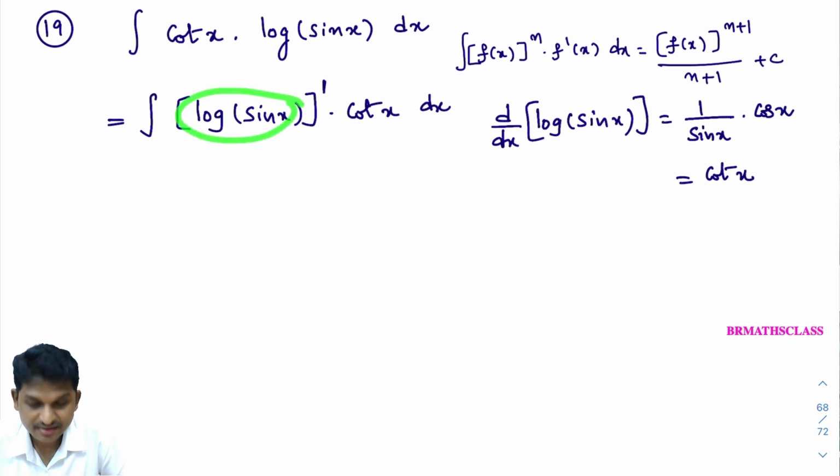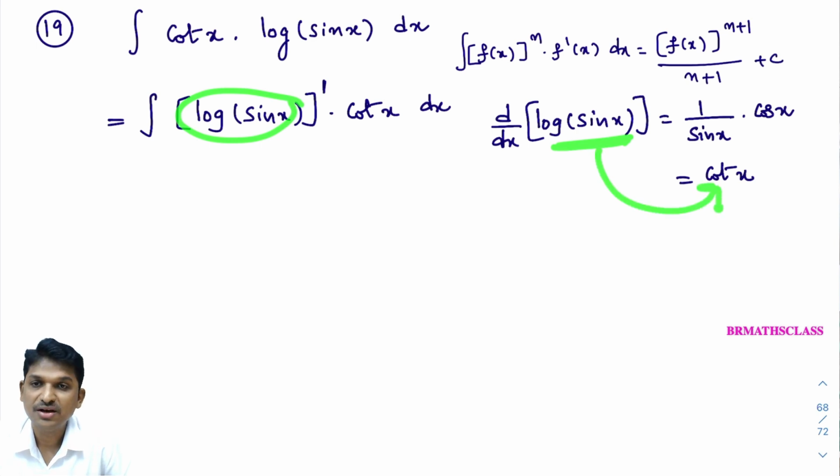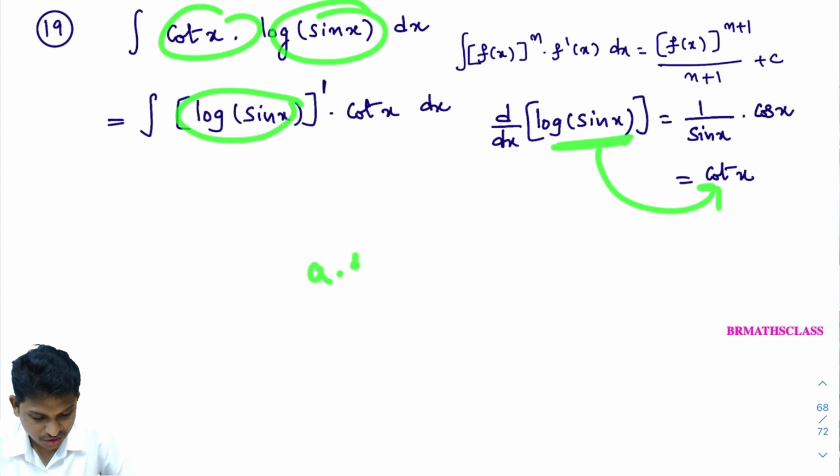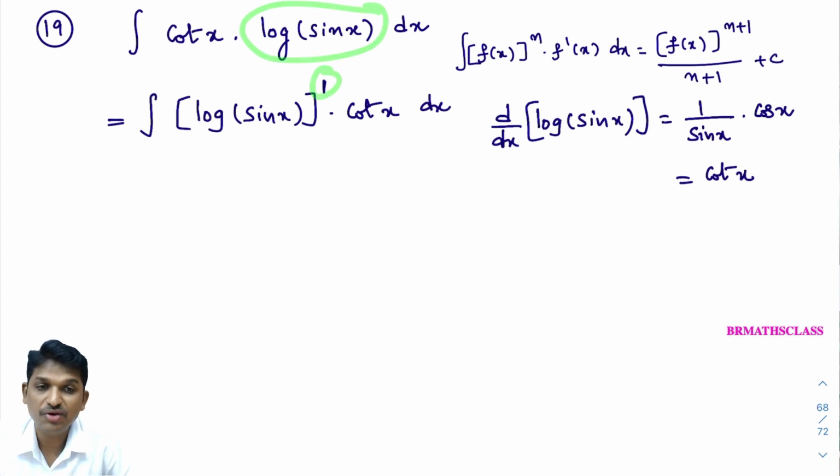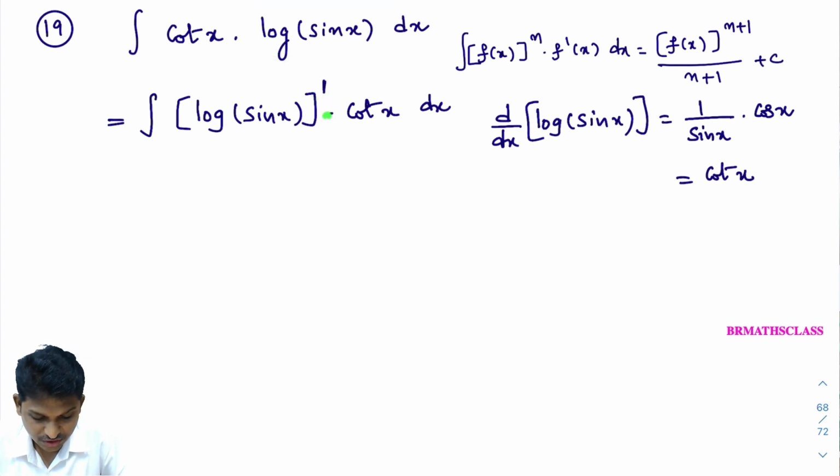This is f of x, because the derivative of log of sin x is cot x. As a multiplication, a into b is the same as b into a. So first I wrote this one, where the whole power is not there. Now I write it with whole power 1 into cot x.